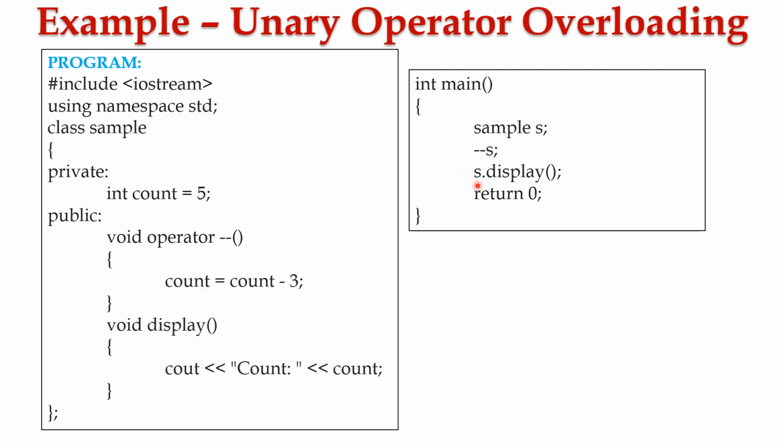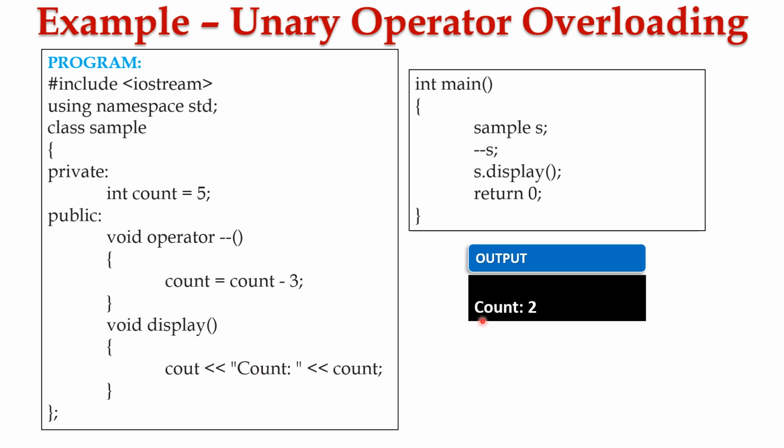The next statement is s.display(). Now the control is shifted to the class Sample, which finds the method display and executes the statement cout << count, which means it displays the value of the variable count to the user using the cout statement, as shown in the output here. So the value of the variable count, 2, is displayed to the user as shown here.